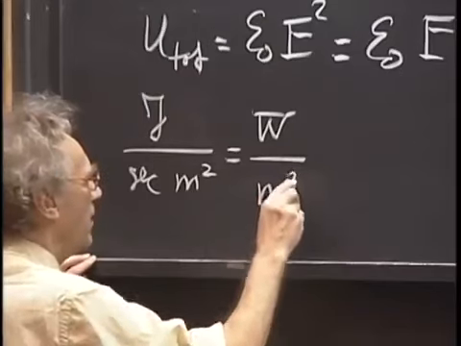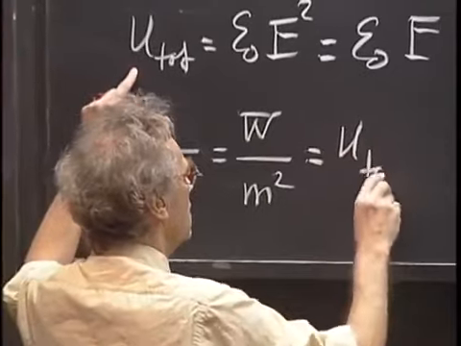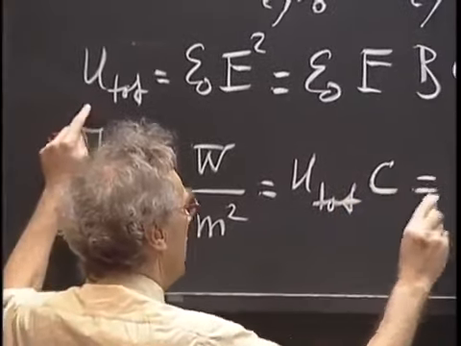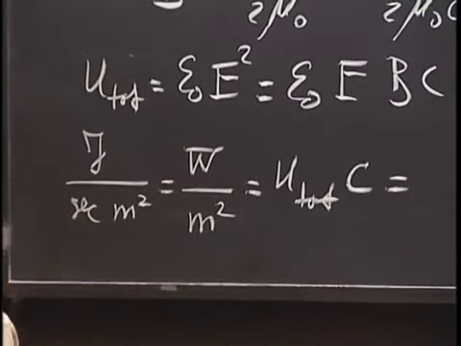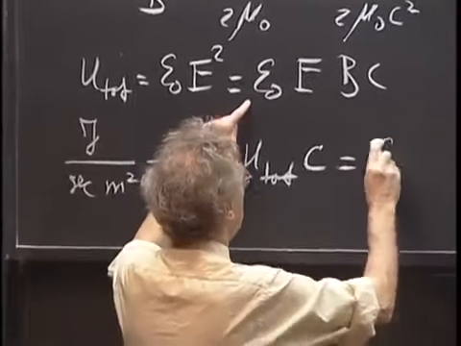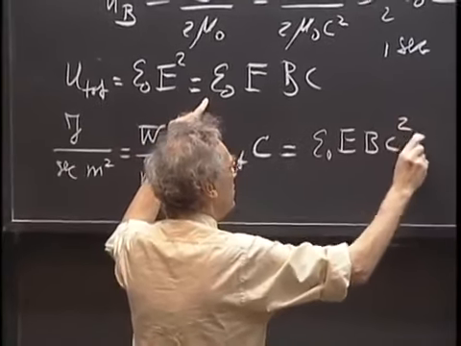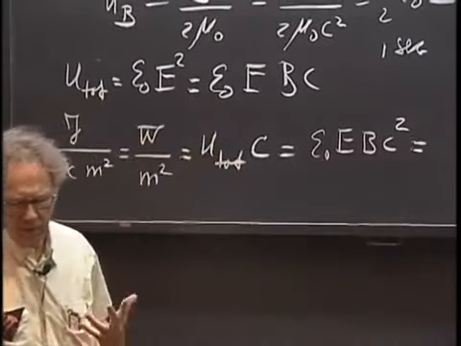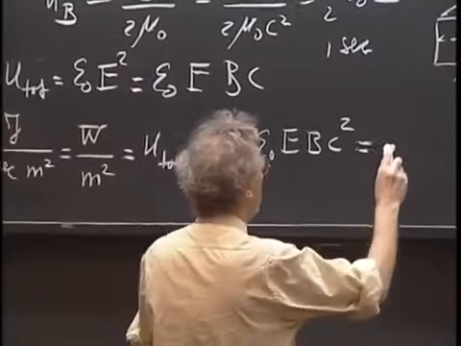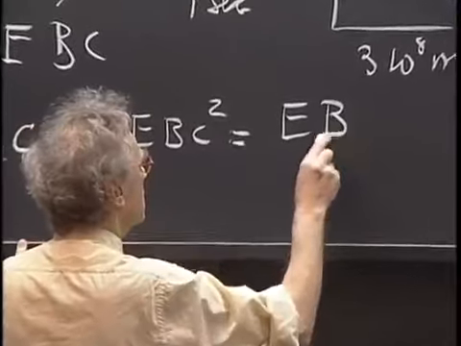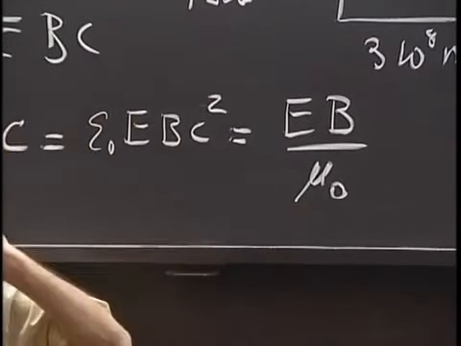And so the dimensions that we're talking about now are joules per second per square meter, which is also watts per square meter. And that now is, of course, the total energy density times c, the speed of light, for which you can write epsilon 0 times E times B times c squared, if you like that. But you can also write for that EB divided by mu 0, because c squared is 1 over epsilon 0 mu 0.